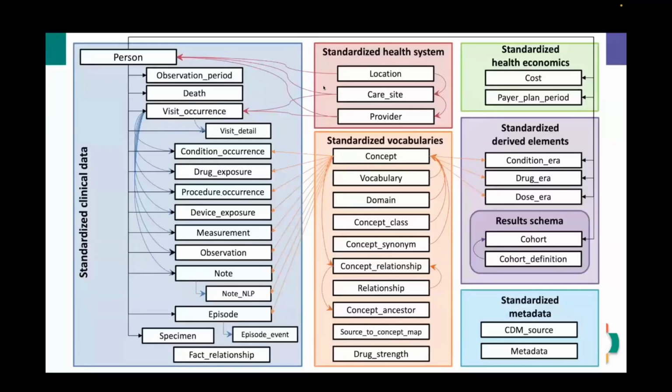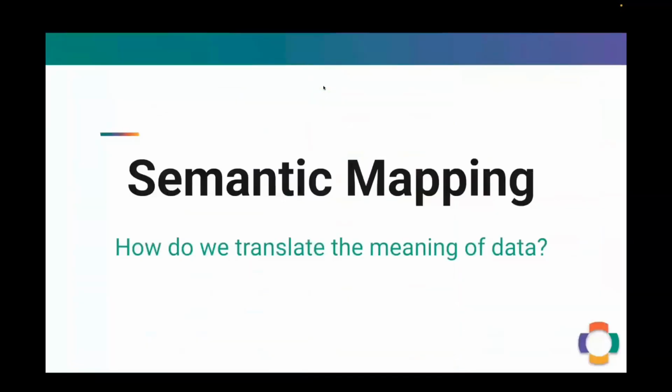The second challenge was the semantic mapping. That means how do we translate the meaning of data in OpenMRS? Data is tagged with concepts, right? Each concept represents a clinical meaning. So to be useful in OMOP tools, every concept must map to a standard vocabulary, like SNOMED or whatever standard vocabulary they support.